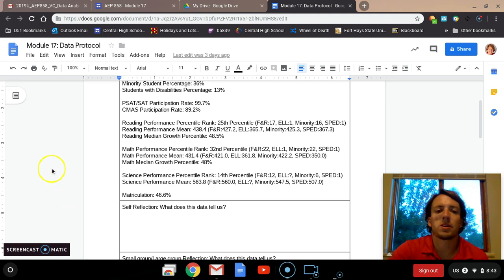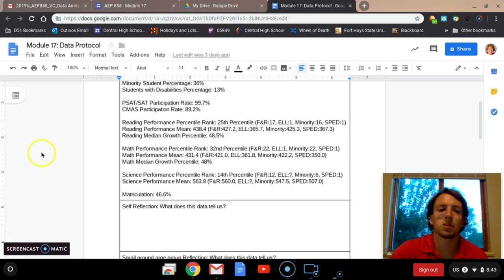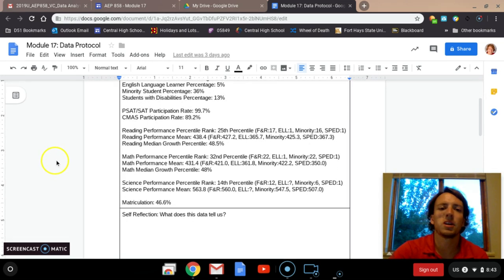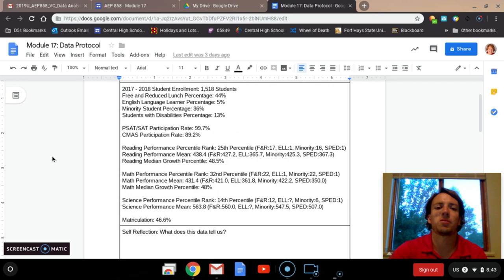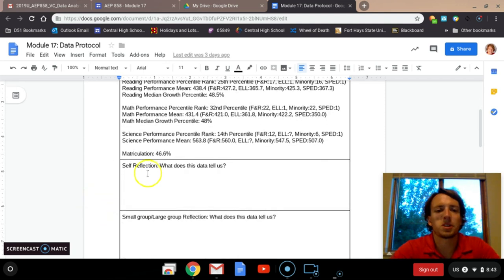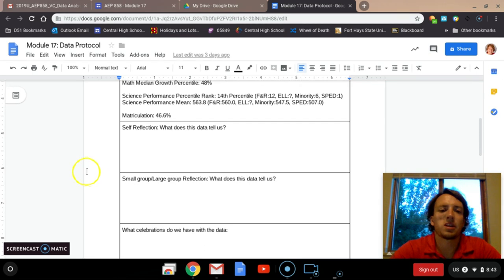A lot of what I have here, obviously the first step when looking at any kind of data is to first of all do a self-reflection. You have to look at it yourself and then figure out what this data is telling me as a teacher or as an administrator. So right here with the data reflection, the self-reflection, and then to really get the dialogue going.